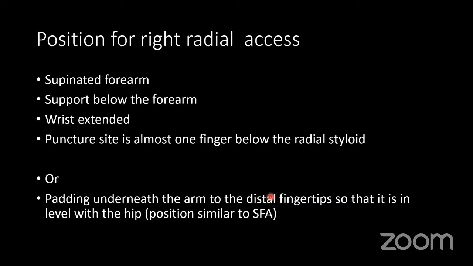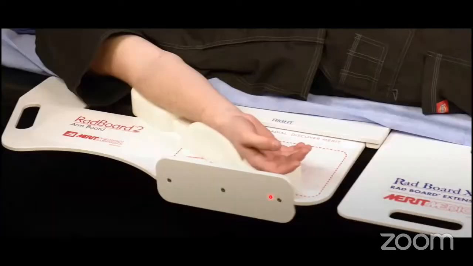There are two types of position being adopted. One position is supinated forearm with the support below the forearm with the wrist extended, and the puncturing at a side, one finger proximal to the radial styloid. Or we can put a padding underneath the arm right to the distal fingertips, like a flat platform, so that the hand will be lying very near to the patient in level with the hip. So overall position will be just looking like an axis, like a superficial femoral artery axis. This is the first type of axis, so that the arm will be a little bit abducted with the support under the wrist and the forearm.